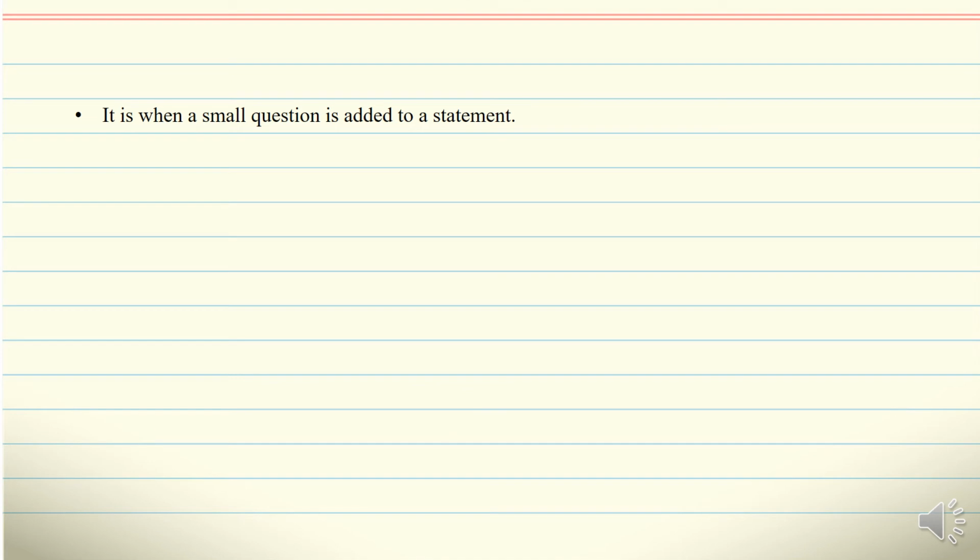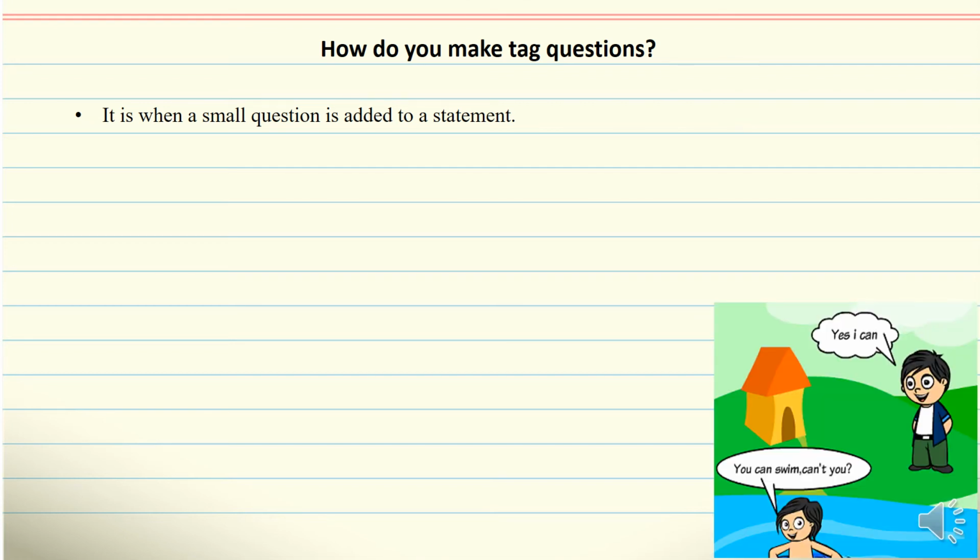Okay, so, how do you make tag questions? It is when a small question is added to a statement, of course. So we can swim. This is the statement. A small question is can't we?